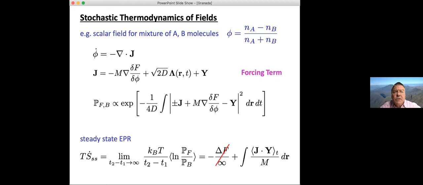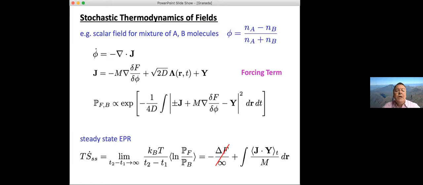And the spatial integral is important because in a system that has any kind of spontaneous symmetry breaking, such as a system undergoing phase separation, even though I take an infinite long time limit, this time average of J dot Y could be different in different regions of space because I might have coexistence, for instance, between a dense phase and a less dense phase, in which case I'll get different values for the integrand in this steady state entropy production.